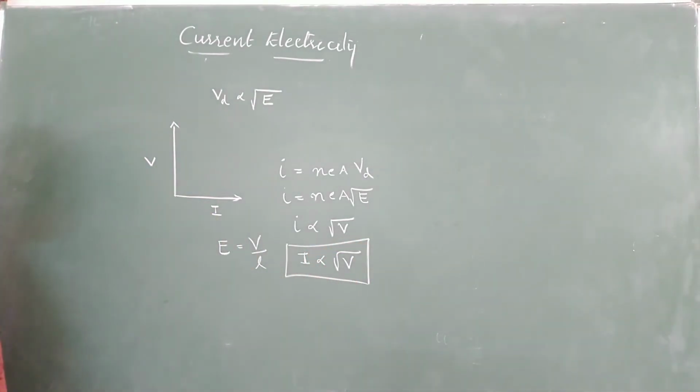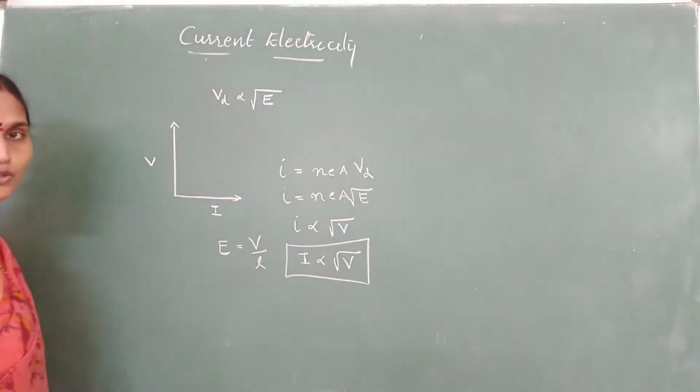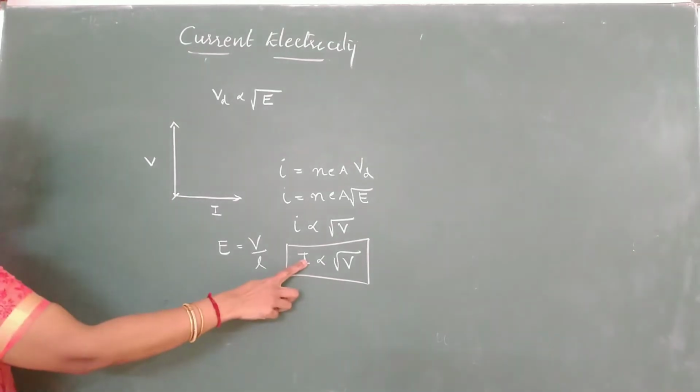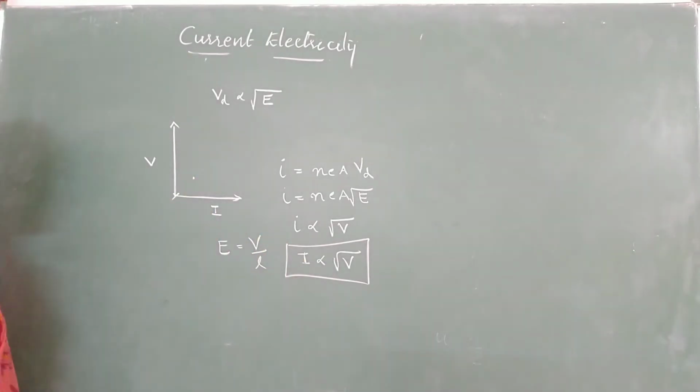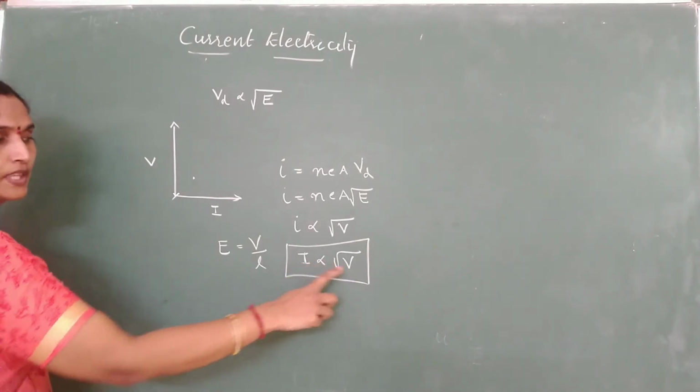Now plot a graph. It is definitely not a straight line. V square is proportional to I, so it should be a parabola, starting by passing through the origin. When current is 1 unit, potential difference is 1. When current is 2 units, what will be the value of V? I square.